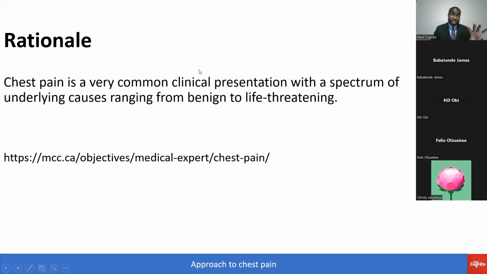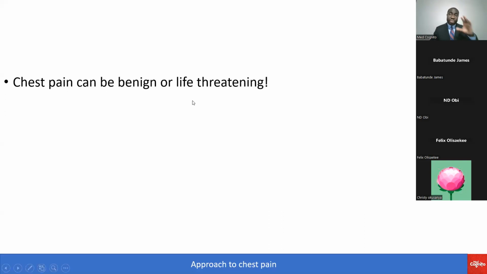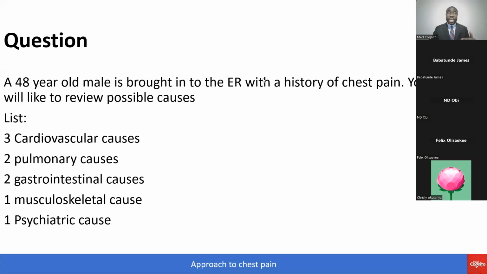Please, doctors, are you following me? That is what I really, really want you to follow. My take-home point from that objective is that chest pain can be benign or life-threatening. If it is benign, sure, we can take our time and assess it. But if it is life-threatening, then we don't want to joke with it. That's basically what I'm going to talk about.